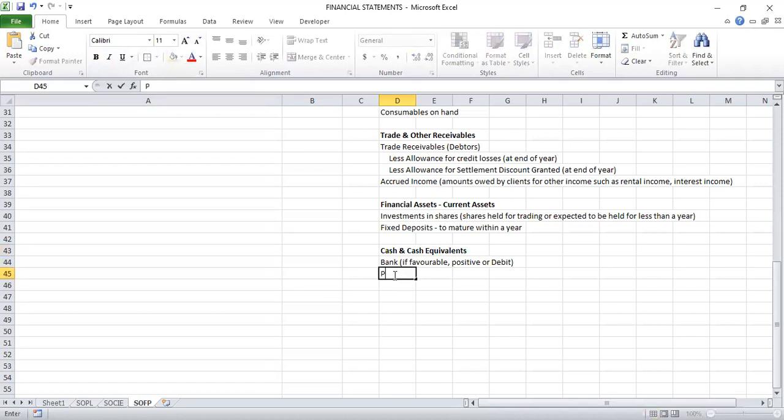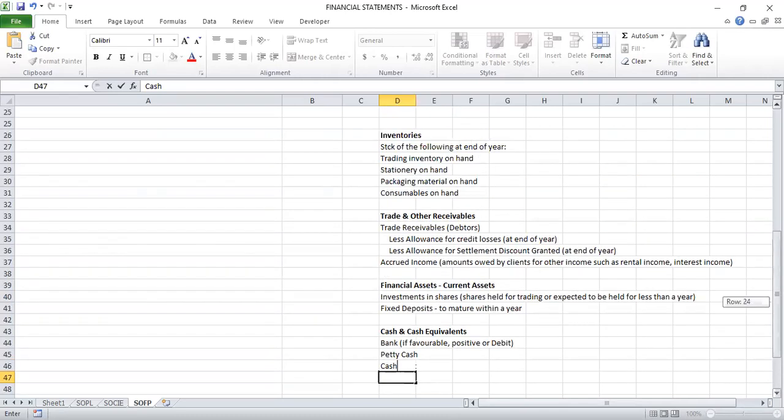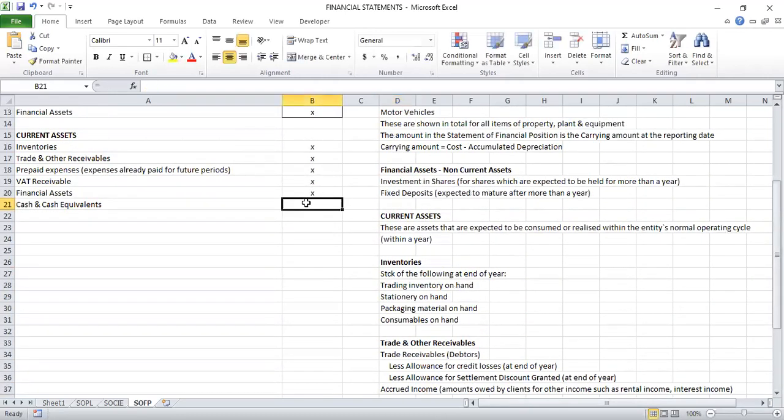Then we also have petty cash. We have cash float. We have cash. So all those things, they are also financial assets, but we normally show them separately as cash and cash equivalents. But you should be very careful with the bank, only if it is a debit. Right. So that means our cash and cash equivalents will come here.